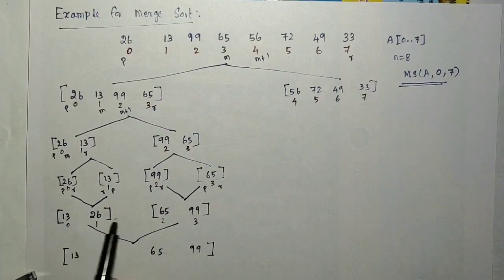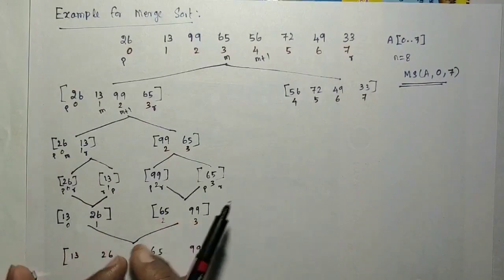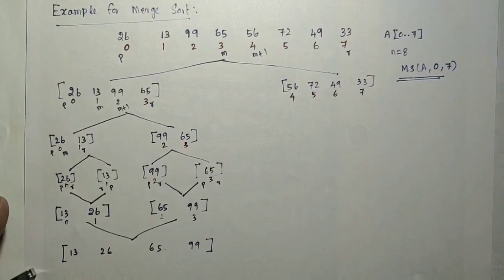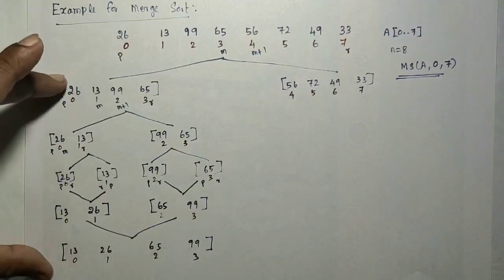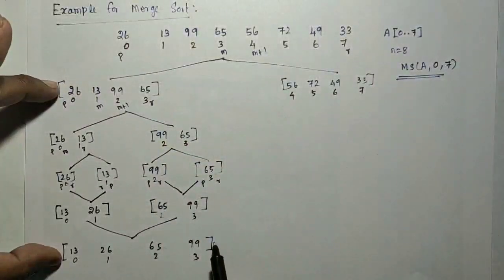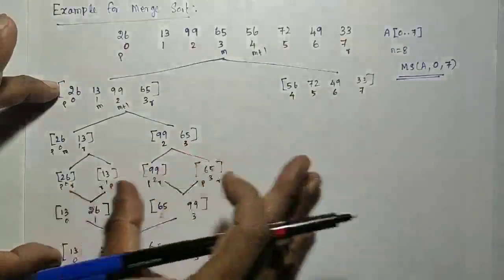Here, if it is already sorted, maybe 26 may be present here, 65 may be present here. In that case, after merging, these 4 elements will be in order. Like that it will be merged, so this index is 0, 1, 2 and 3. See that this element is sorted like this. So this element is sorted like this. Similarly, this one has to be sorted, and you have to apply the same procedure.